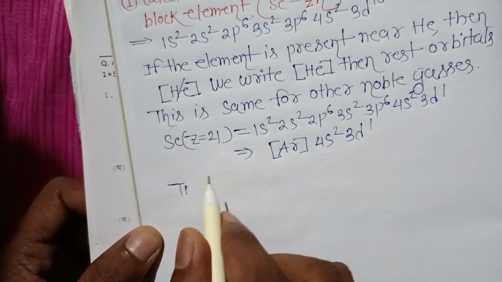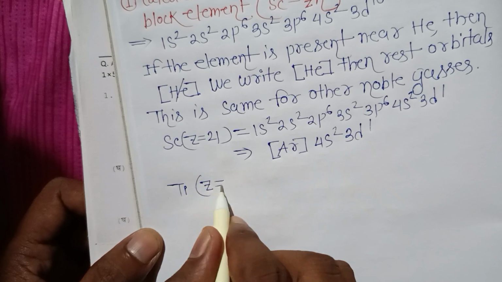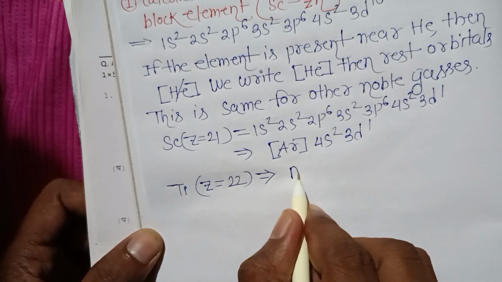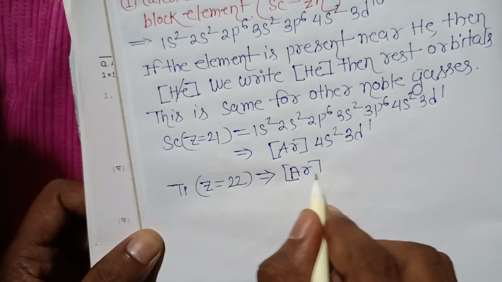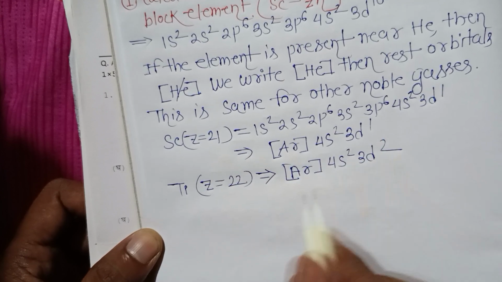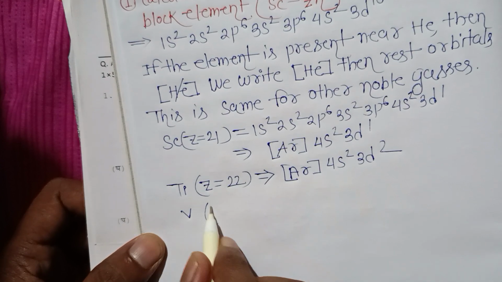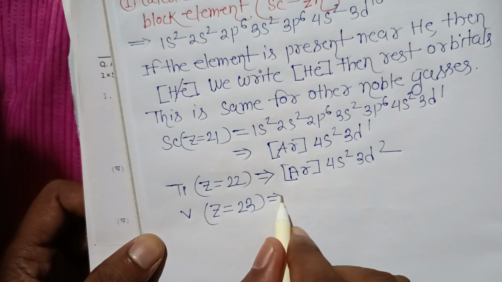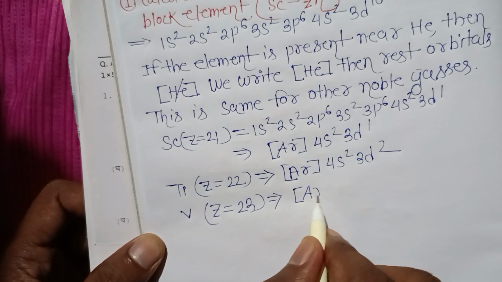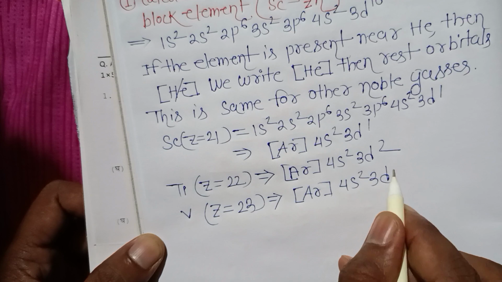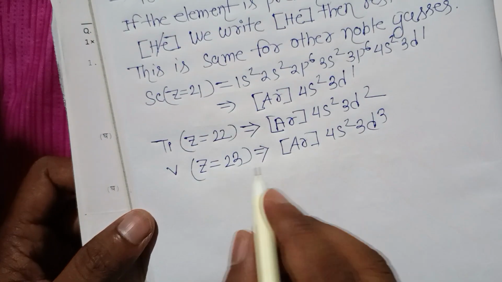For titanium, Z equal to 22, the configuration is Ar 4s2 3d2. For vanadium, Z equal to 23, the configuration is Ar 4s2 3d3.